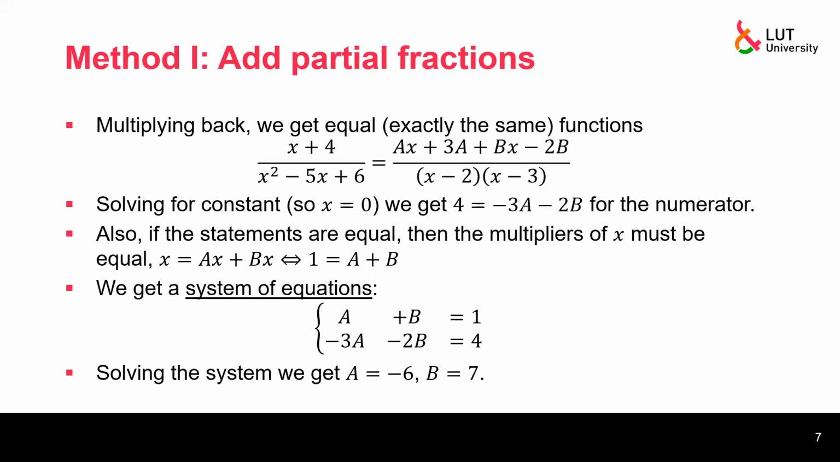And then the multipliers of x must also be the same. What's the multiplier of x here? It's 1. So 1 must be equal to a plus b. So we do get this system of equations. Now let's have a look at how to solve this thing.